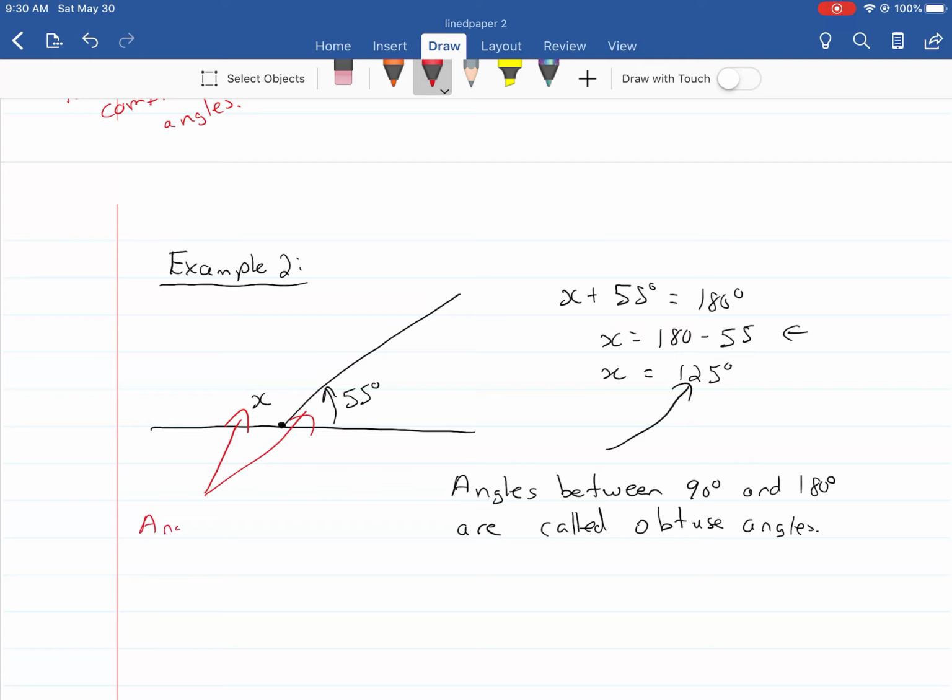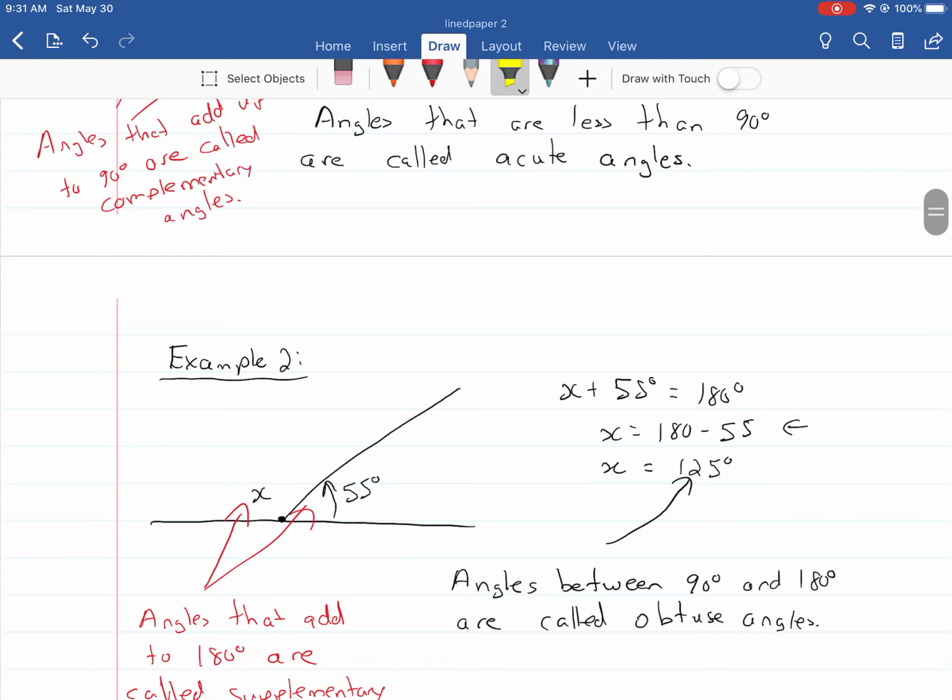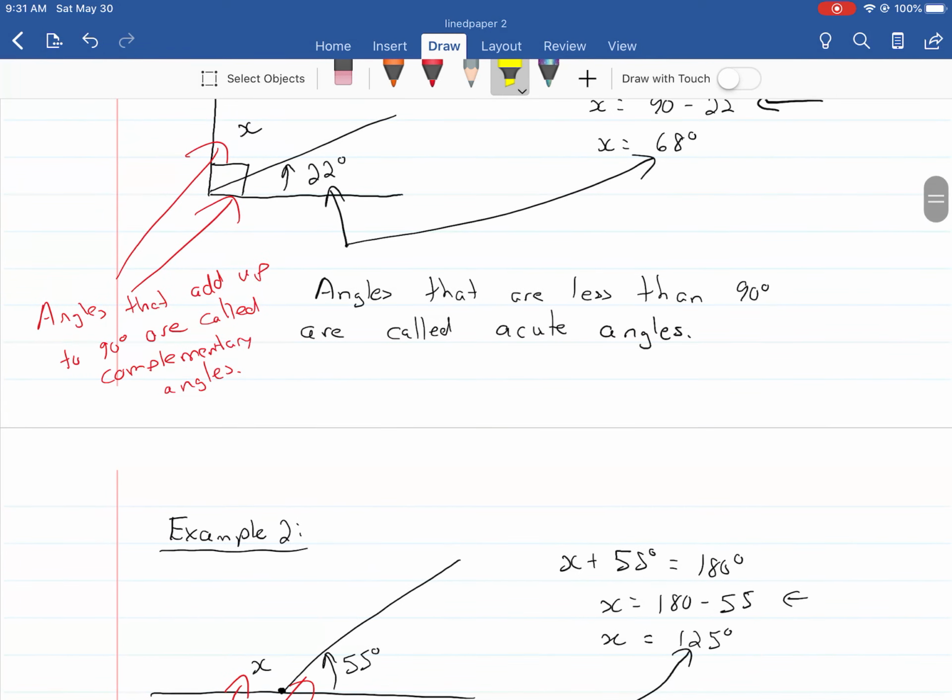And these ones here, angles that add to 180 degrees are called supplementary angles. So another couple of words there.